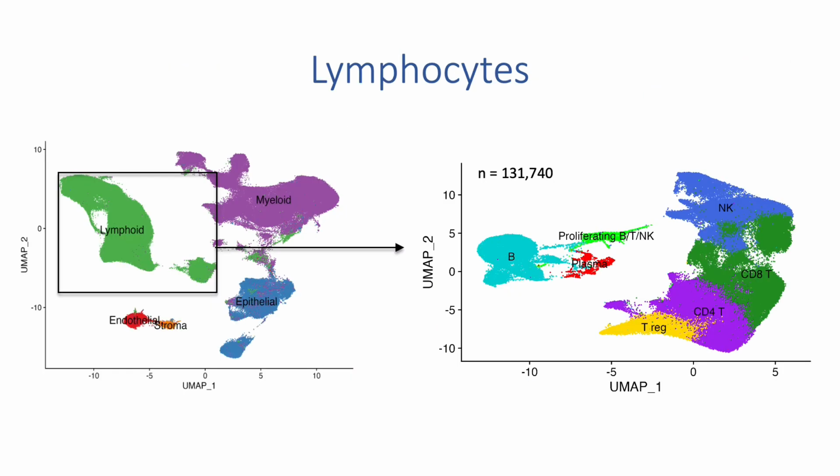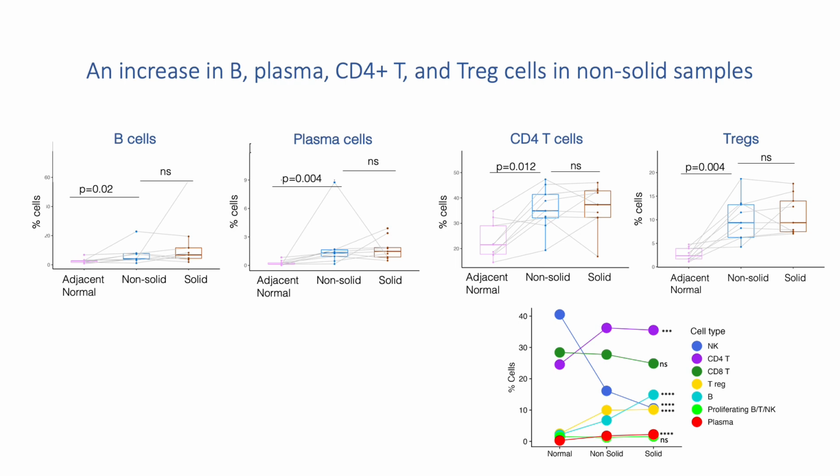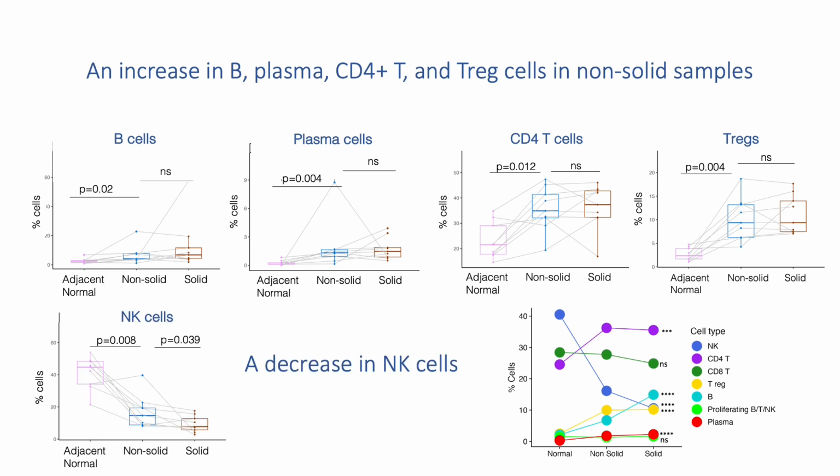To better examine the changes in the immune microenvironment as the tumor progressed from non-solid to solid, we first pre-clustered the lymphocytes and identified the major cell types, including B, plasma, NK, CD8, CD4, and Tregs. The percentages of B, plasma, CD4, and Treg cells were increased in the non-solid components compared to the normal lung tissue. Additionally, NK cell percentages decreased in both the non-solid and solid components of the lesions.